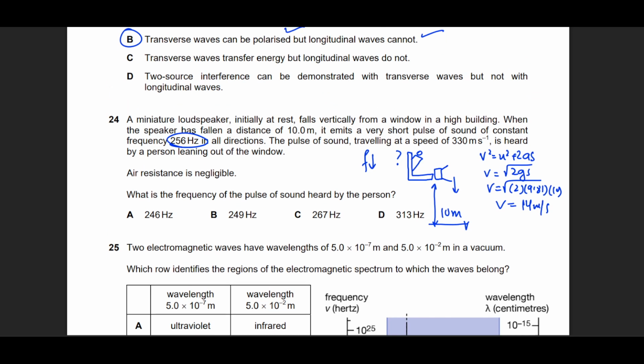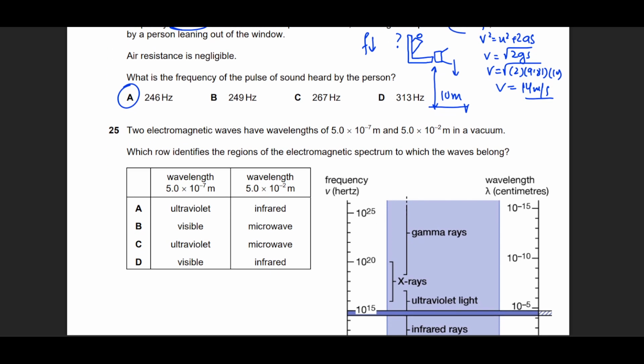So now we apply the Doppler effect formula. So Doppler effect will be the standard frequency 256 multiplied by the speed of sound, which is given to us as 330. So 330 divided by 330 plus 14, the speed of the object itself. This gives me an answer of 245.5, which is 246.